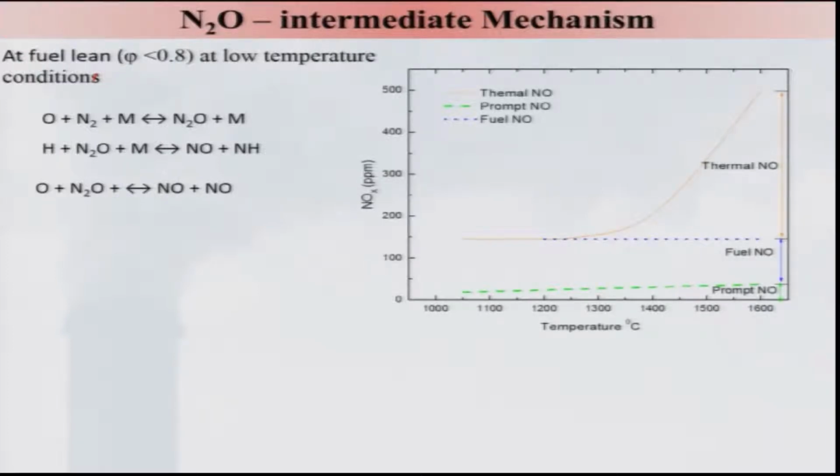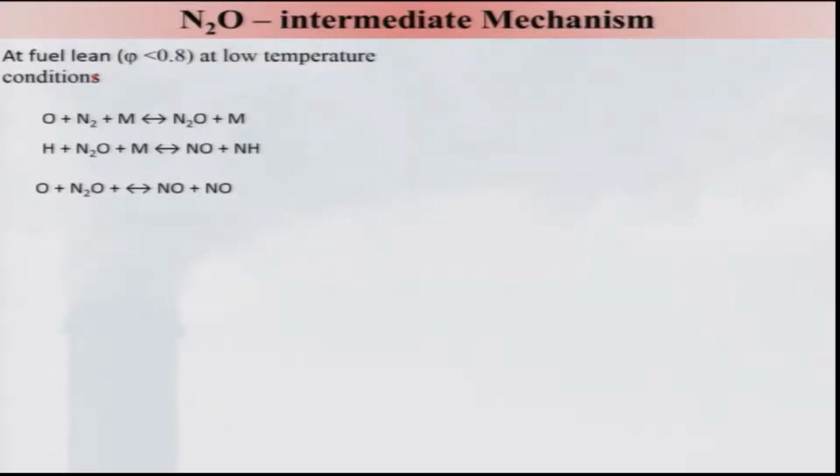And keep in mind that this will be an intermediate species, which means N2O is formed depending on the situation, and also the NO is being formed in the process. So, the intermediate N2O is the key for the formation of NO in this method.